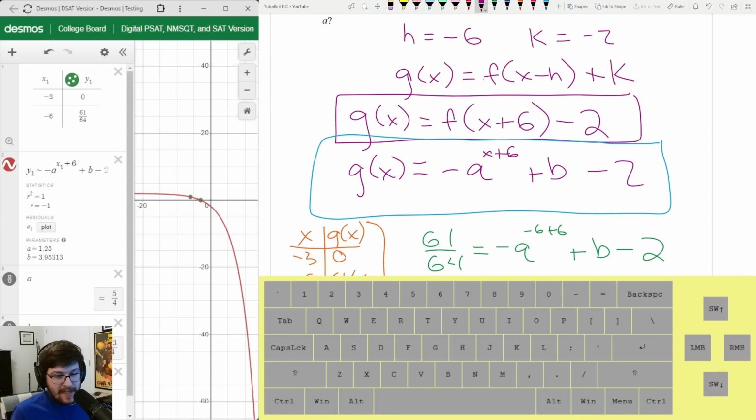For some problems like this, guys, maybe they didn't give you enough points to regress it. So don't rely on this too heavily. Make sure you know how to do this by hand, especially function translations. Great, let's keep going.